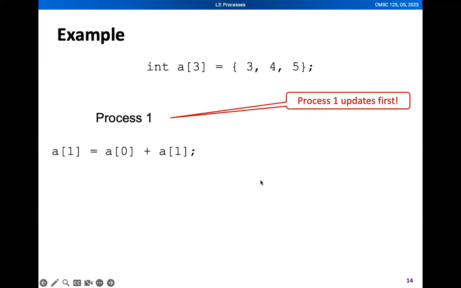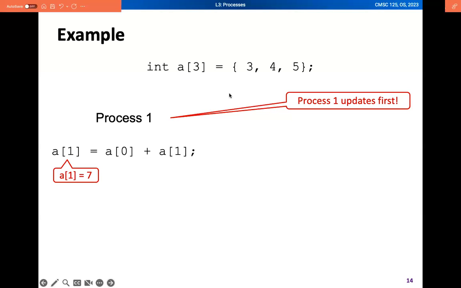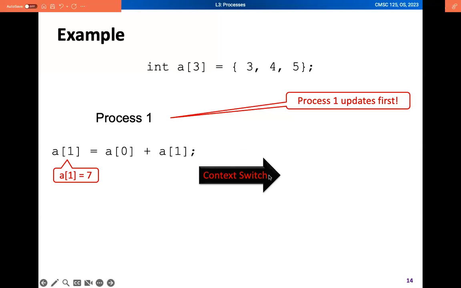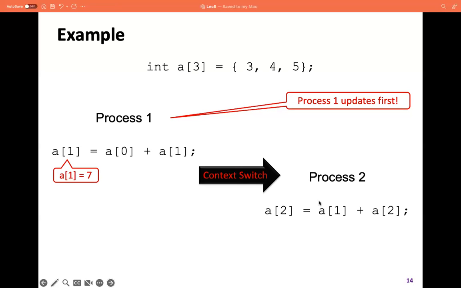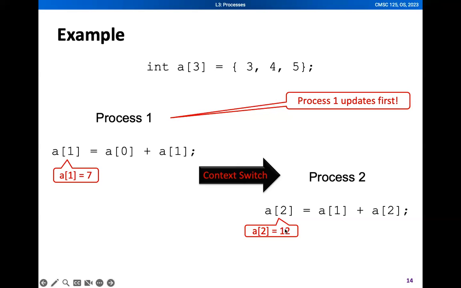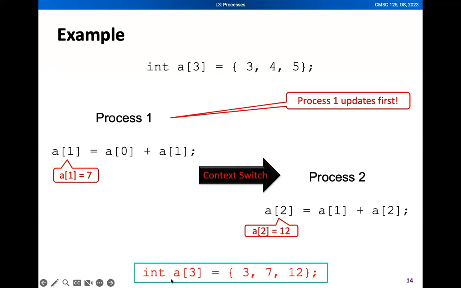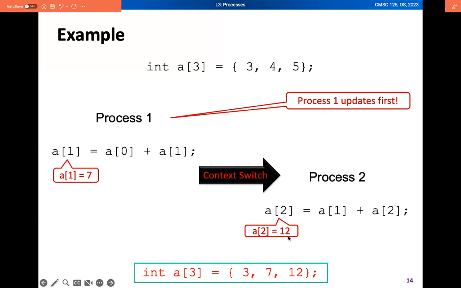Assuming that process 1 updates first, in this case, A[1] will be 7, since A[0] is 3 and A[1] is 4. And then there will be a context switch and process 2 will run now. In this case, the value of A[2] will be 12 because A[1] is now 7 plus A[2], which is 5. So then the elements of A will be 3, 7, and then 12.